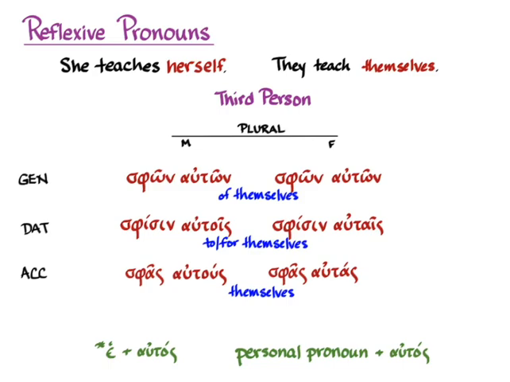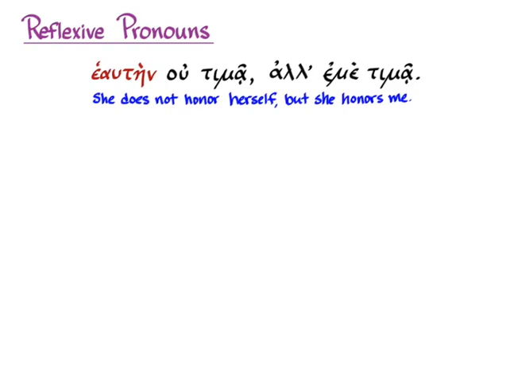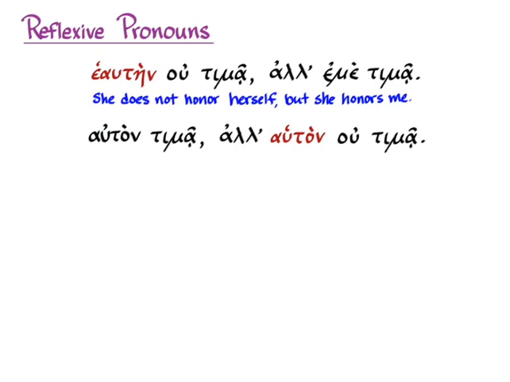Now, let's see some examples. Heautēn ou timai, alla eme timai. So here we have the reflexive pronoun in the first clause and a personal pronoun in the second clause. She does not honor herself, but she honors me. Auton timai, alla heauton ou timai. And here we're going to look at those breathings and see which one is a simple personal pronoun and which one is the reflexive pronoun. The one with the rough breathing is the reflexive pronoun. So the translation is, he honors him, but he does not honor himself. So he honors him, some other person, but he doesn't honor himself.